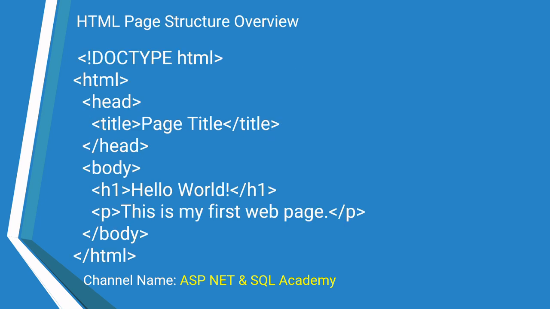Here is the basic structure of every HTML page. We start with the doctype HTML tag declaration to tell the browser we are using HTML5. The HTML tag wraps the entire page. Inside it, the head contains metadata like the title, and the body holds the visible content.